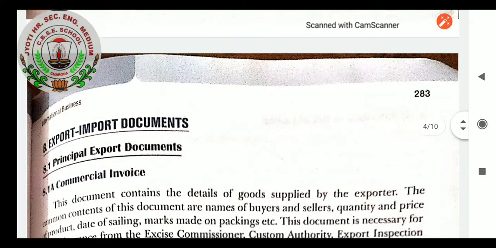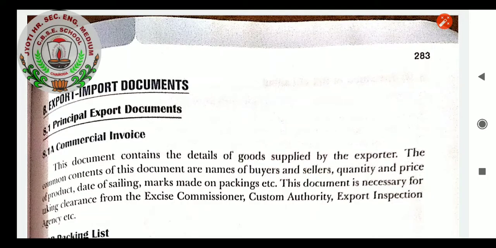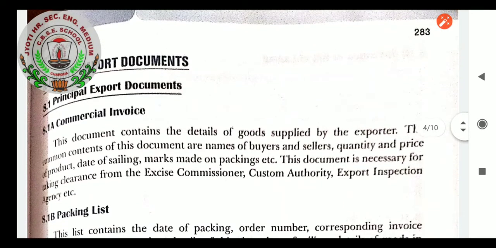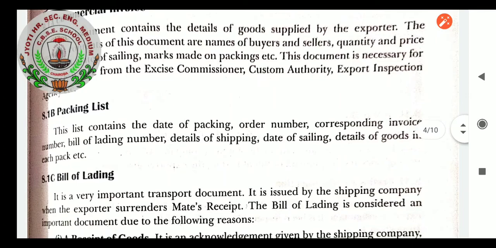In the next class, we are going to learn import-export documents, in which we will learn the principal export documents, for example, the commercial invoice. The document which contains the details of goods supplied by the exporter. We already learned the pro forma invoice or the commercial invoice, which is a receipt over the packaging of the goods, so that the receiver can know the details about the goods inside. The common contents of these documents are names of the buyer and seller, quantity and price of product, date of sailing, marks made on packing, etc.